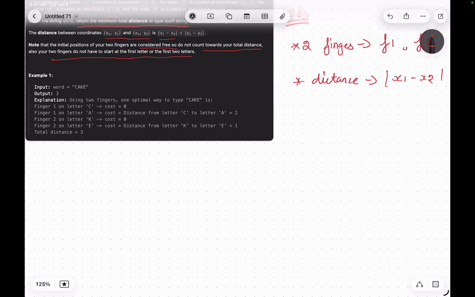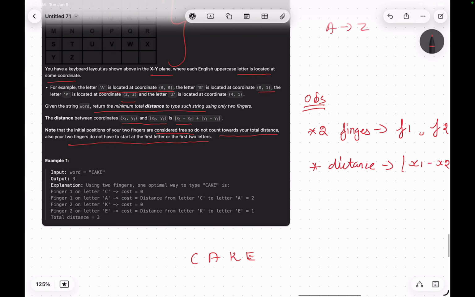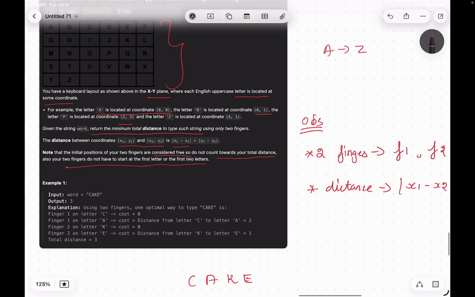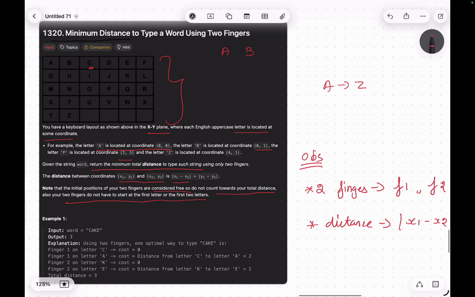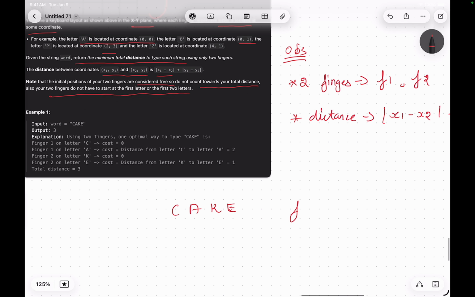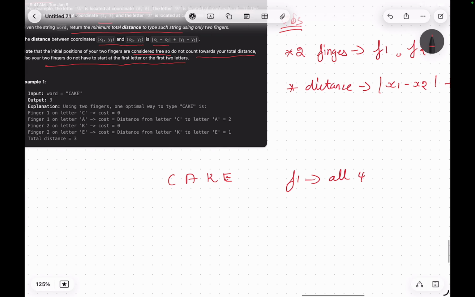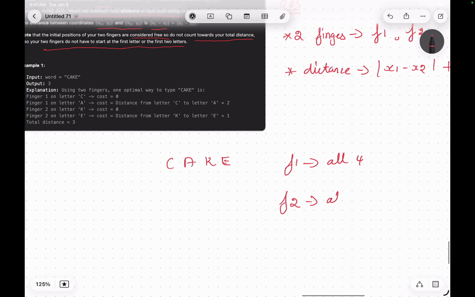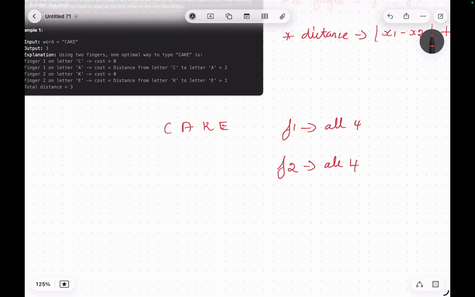So based on this question, if a given word is CAKE, we have to look up into this particular keyboard. So we have C here, so this should be the first one, and A second one to type, and K, E third and fourth, right? So we can use finger 1 to type all these four letters. Finger 1 to type all four, and finger 2 also to type all four. Also we can use both finger 1 and finger 2 combination to type all four, right?